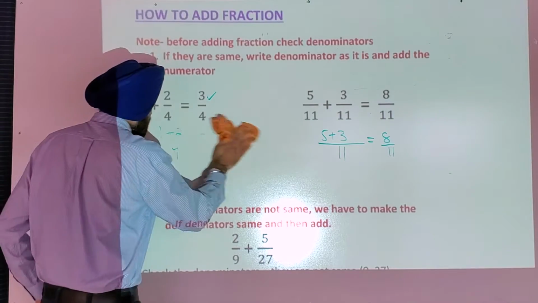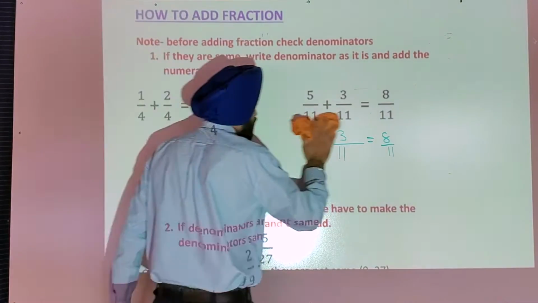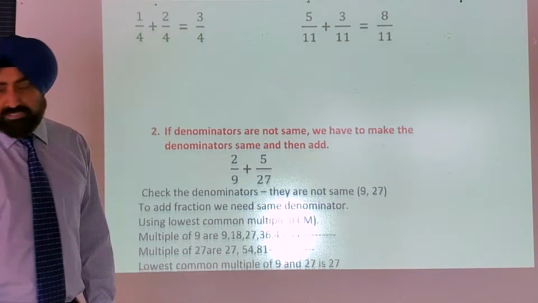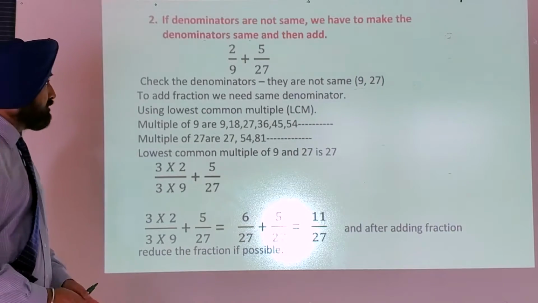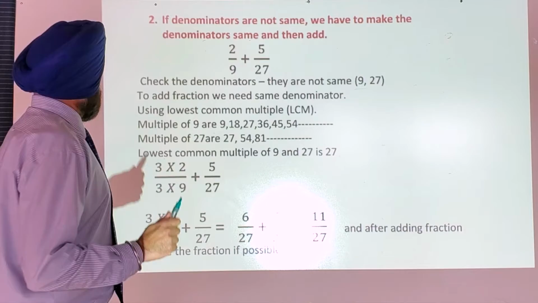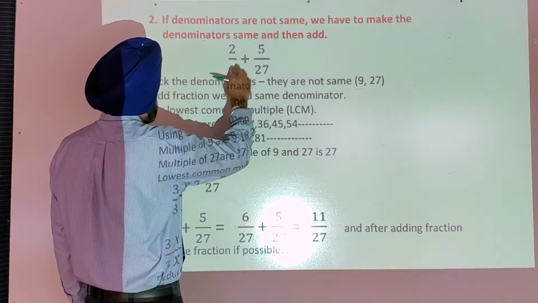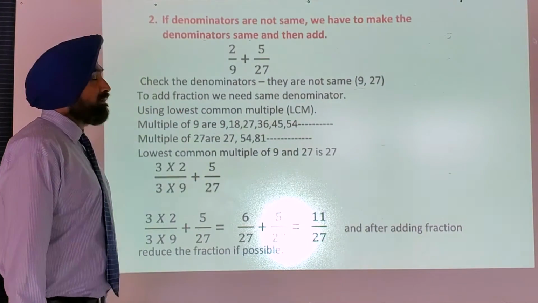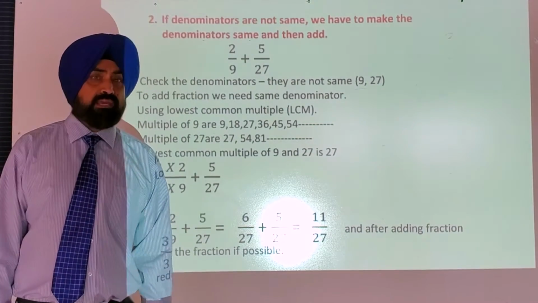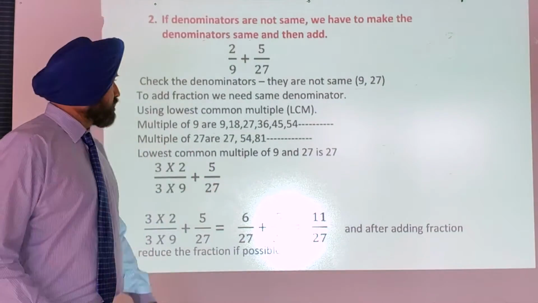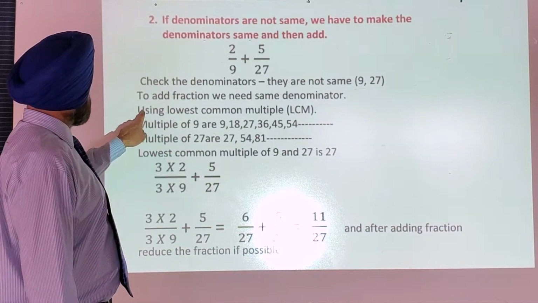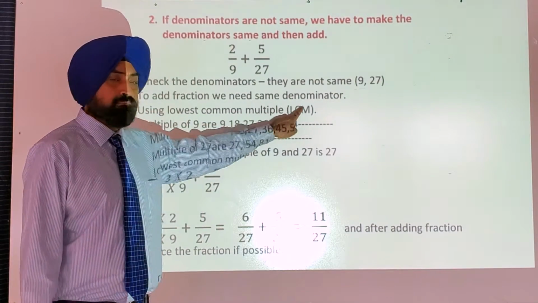But if the denominators are not the same, how will we add? We will check the denominators first. If they are not the same, we have to make them the same using the lowest common multiple. For example, 2 over 9 and 5 over 27. So the denominators are not the same. One is 9, one is 27. So we cannot simply add. We have to make the same denominator by using the lowest common multiple.